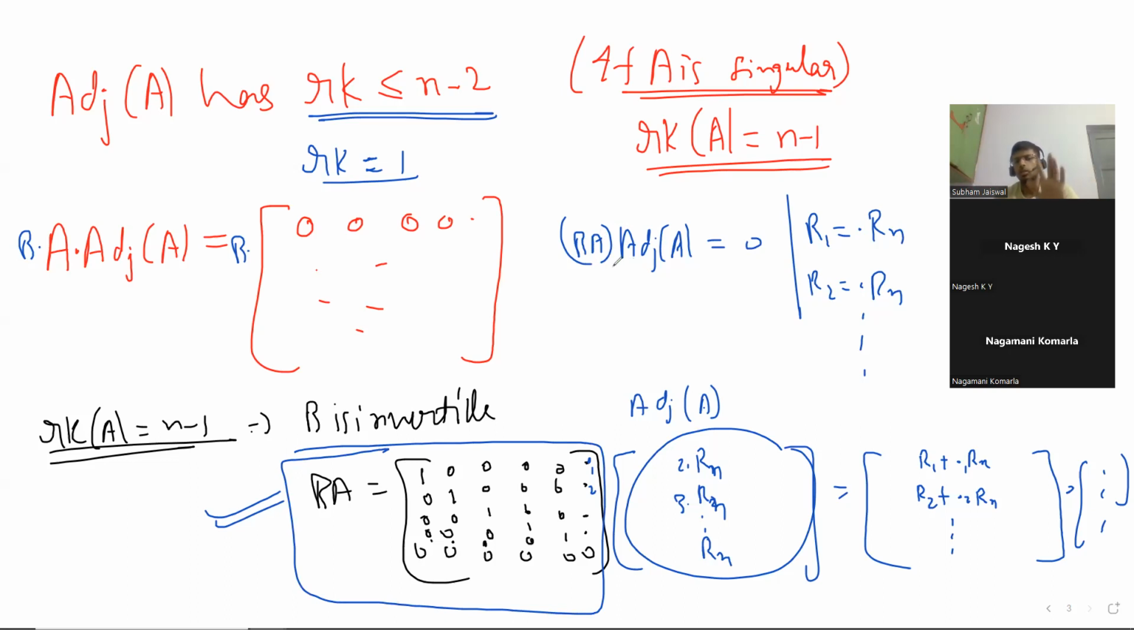So what do I have to say? Anything else? A times adjoint A is 0 means that B times A times adjoint A is 0. And that is it. I don't have to say anything more. So this problem is a little interesting. Basically, everything boils down to that Gaussian elimination, which we can talk about next time.